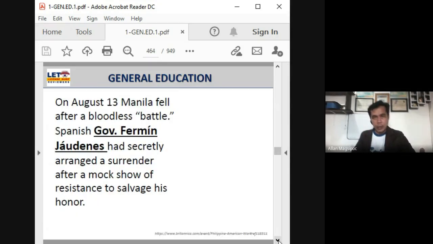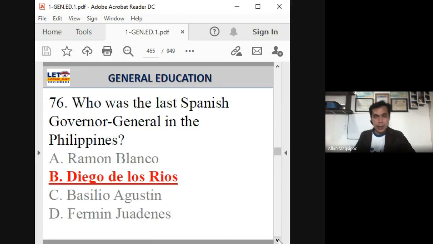And ito naman si Governor Fermin Jaudenes. On August 13, Manila fell after a bloodless battle. Bloodless kasi nga mock war lang yun. He had secretly arranged a surrender after a mock show of resistance to salvage his honor. Governor General pala silang lahat, yung 4 na yun. But Diego de los Rios is the last. Next question.